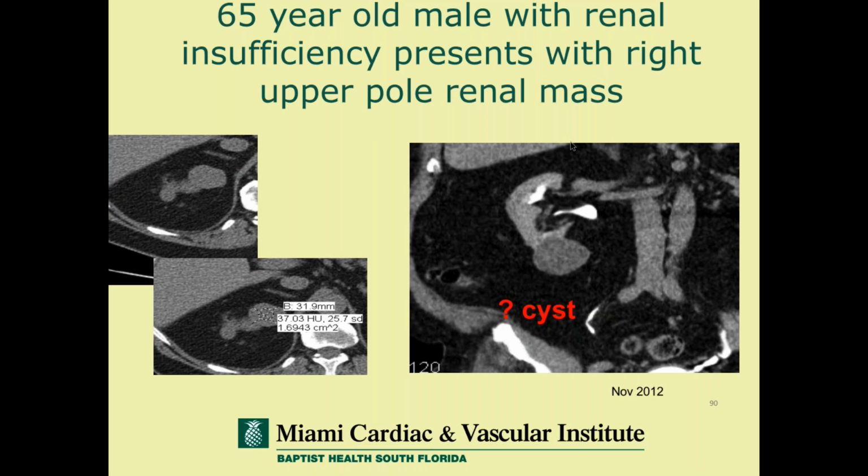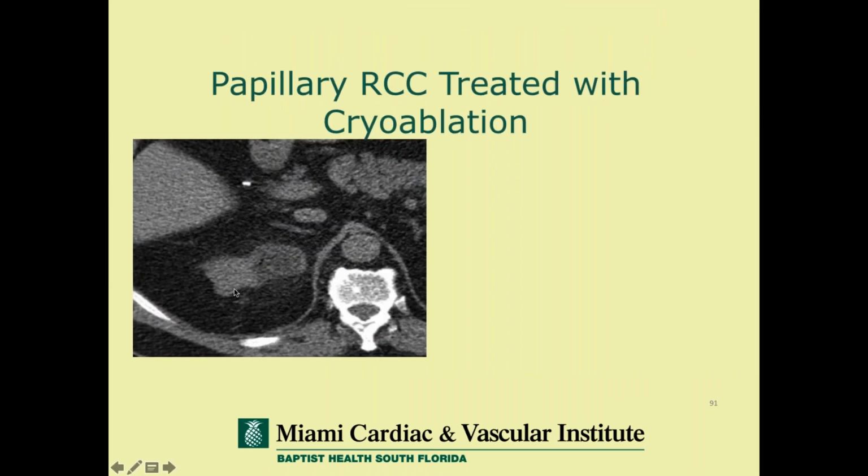Here's a 65-year-old male with renal insufficiency, presented with a right upper pole renal mass initially, and you can see here that mass was small. This patient had papillary cell cancer, and you can see that we're trying to treat this lesion here. You see multiple small solid lesions. At the lower pole, we thought this looked like a cyst. The patient was biopsied again and treated for papillary.